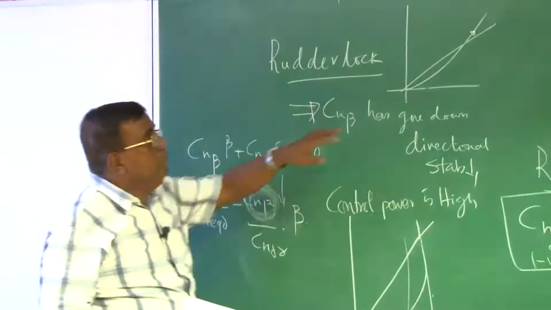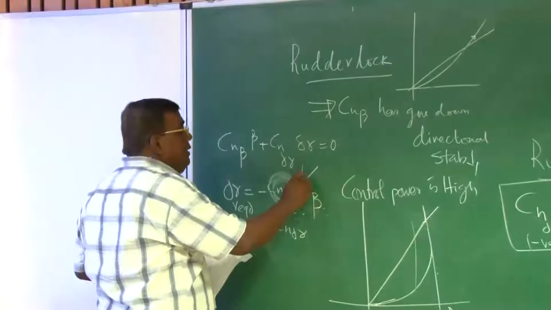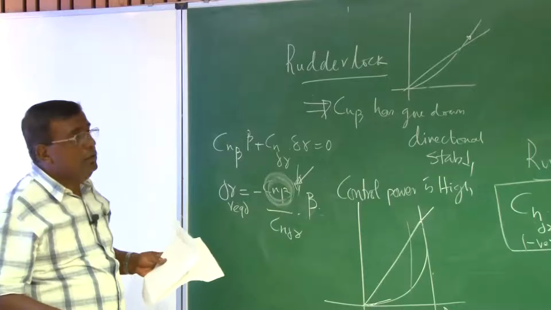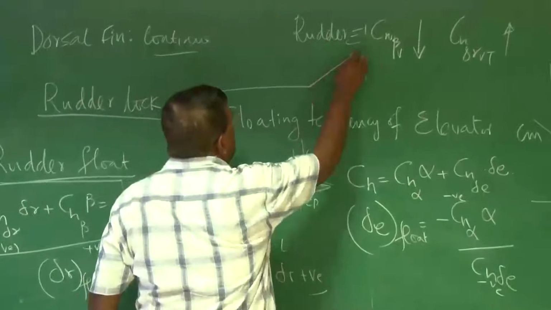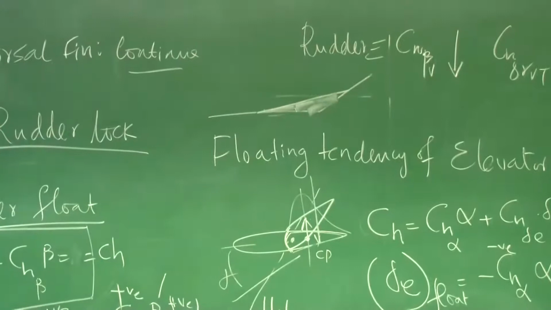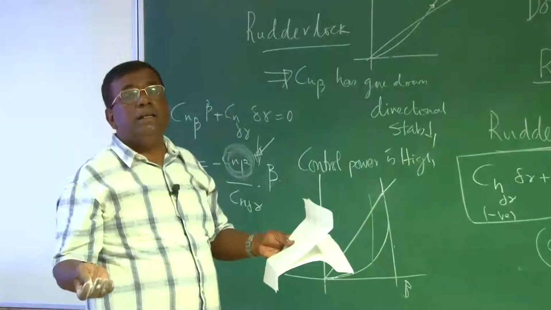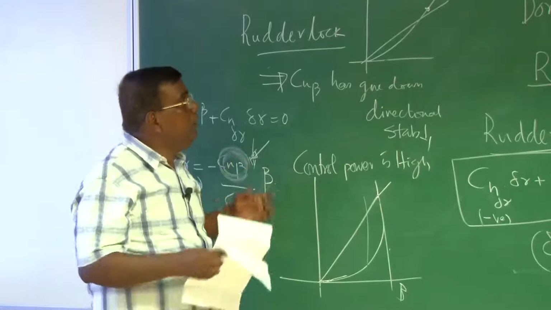So what is done? If this is the culprit, the CN beta is going down. Why is it going down? Because vertical tail is nearing stall. So what to do? Again, you say, oh, dorsal fin, it helps us. The presence of dorsal fin creates vortex and delays the stall of the vertical tail, and hence the CN beta doesn't drop and you still can operate somewhere here, avoiding this point or this point.